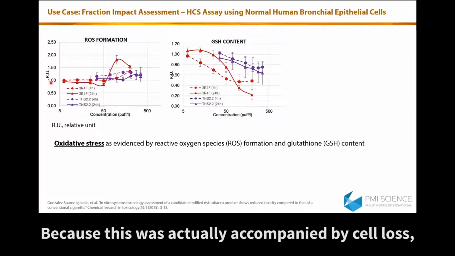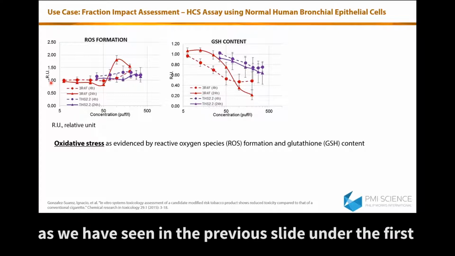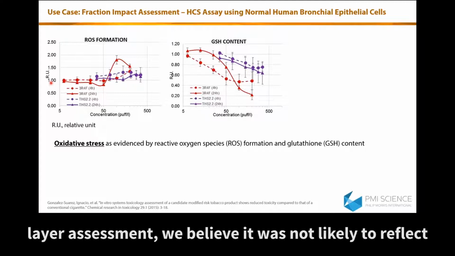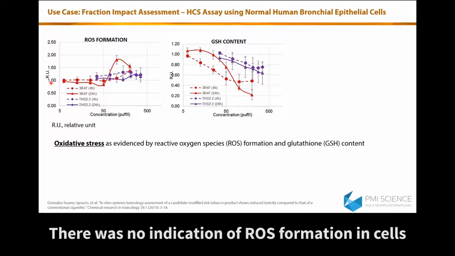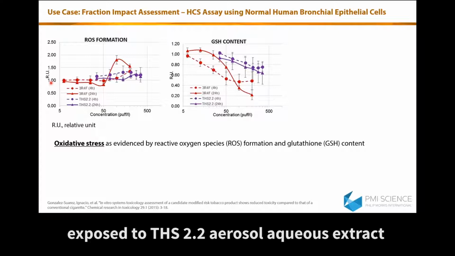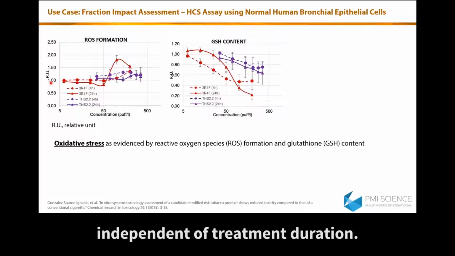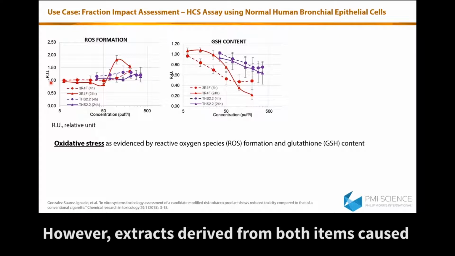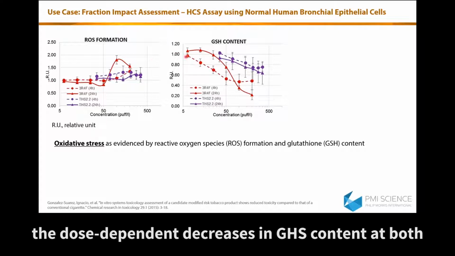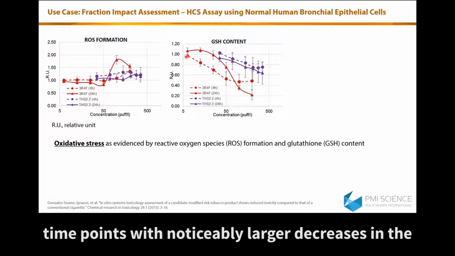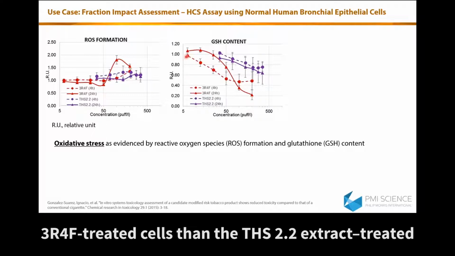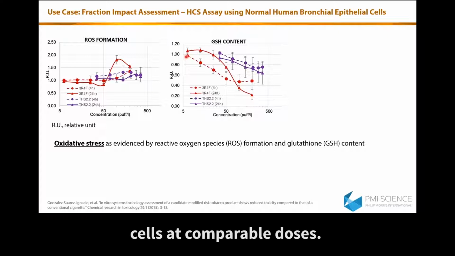Because this was actually accompanied by cell loss, as we have seen in the previous slide under the first layer assessment, we believe it was not likely to reflect oxidative stress. There was no indication of ROS formation in cells exposed to THS 2.2 aerosol aqueous extract, independent of treatment duration. However, extracts derived from both items caused dose-dependent decreases in GSH content at both time points, with noticeably larger decreases in the 3R4F treated cells than the THS 2.2 extract treated cells at comparable doses.